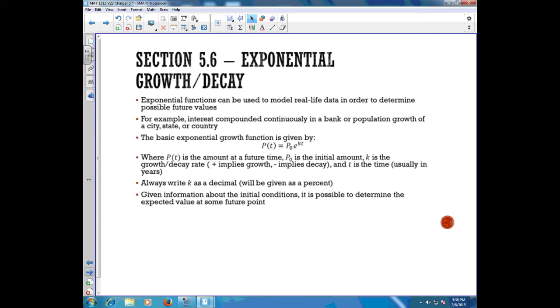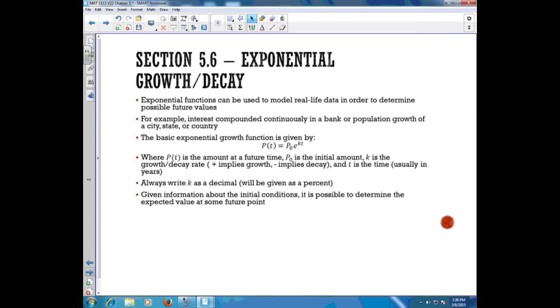The basic exponential growth function is what you see there. P of t is equal to P0 times e to the kt. In this equation, P of t represents the amount at a future time, so how much money do you have in the future? What's the population at a future time? P0 is the initial amount, so how much money did you invest or how many people did you start off with?